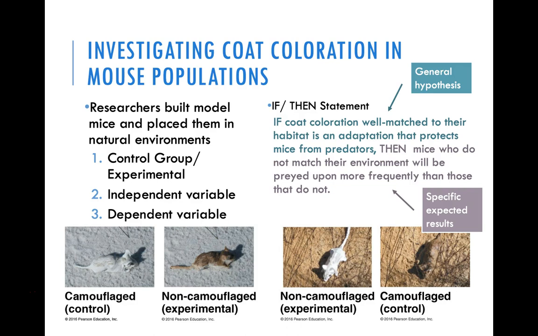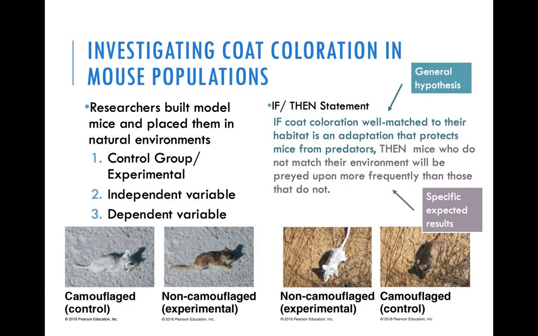Now, sometimes students have a problem with this and they start making a circular argument. So this is the do not part of the if-then statement. So we do not want to say, if coat coloration well matched to their habitat is an adaptation that protects mice from predators, then mice will be protected from predators. We just restated our hypothesis.